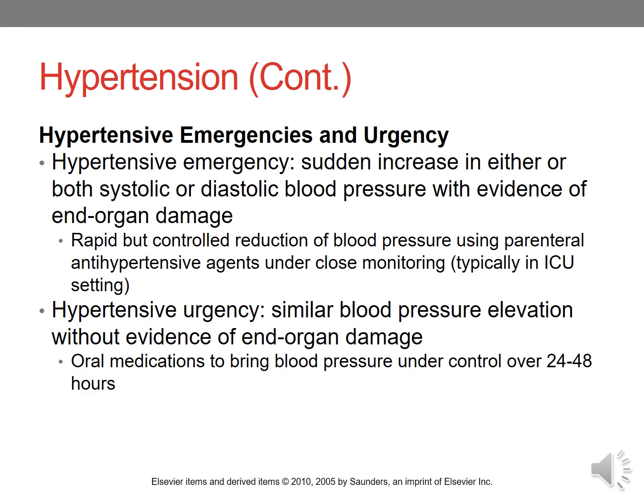This definitely needs rapid control, reduction of blood pressure, and they also have to be monitored closely. They say these patients are typically in ICU because of that rapid end organ damage that has occurred. Hypertensive urgency, just like when we go to urgent care, it's urgent but not emergent. So in this sense, this is when blood pressure elevates without the evidence of end organ damage. So the blood pressure is still high, but the patient didn't have like a hemorrhage or a stroke or anything like that. So this still needs to be monitored and controlled, and these patients are given medications and they are controlled for 24 to 48 hours.